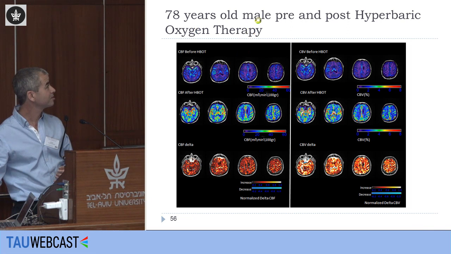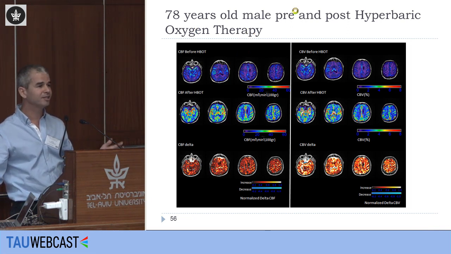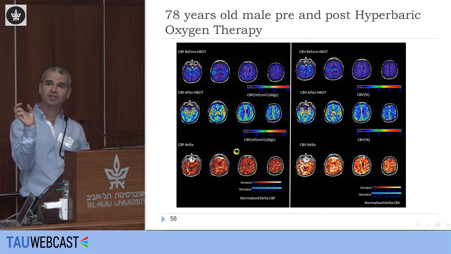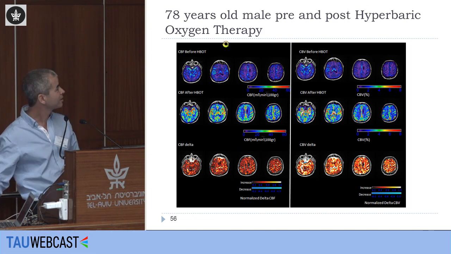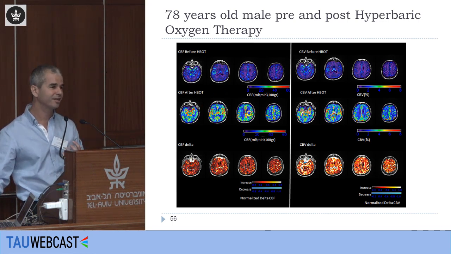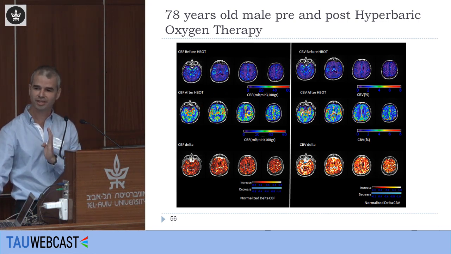This is a 70-year-old male, normal, healthy, fully active engineer. And over here we can see the blood flow in the brain before treatment, after treatment, and this is the change. If we are looking at the different functions of the brain, we can see that this is a 78-year-old male, but over here it looks like he's 20 years younger with everything that's related to the brain activity.